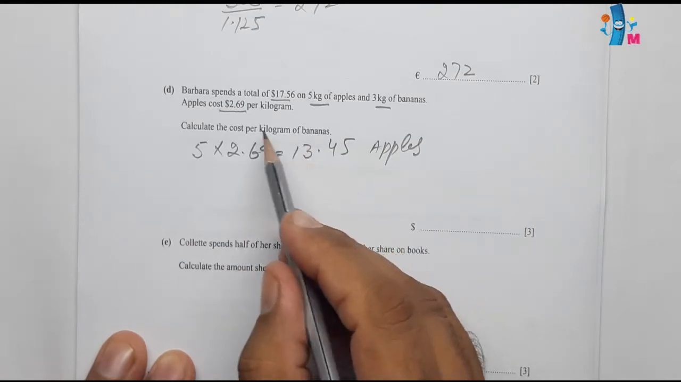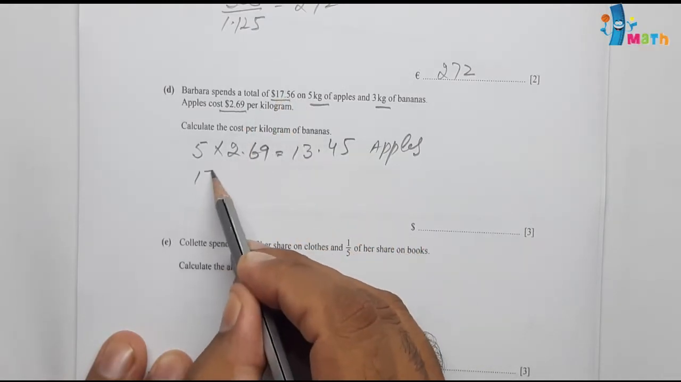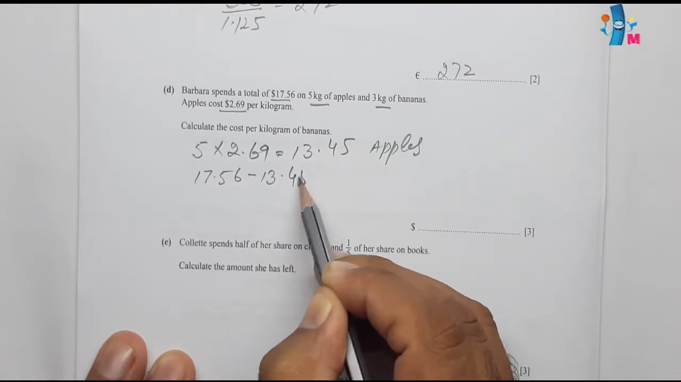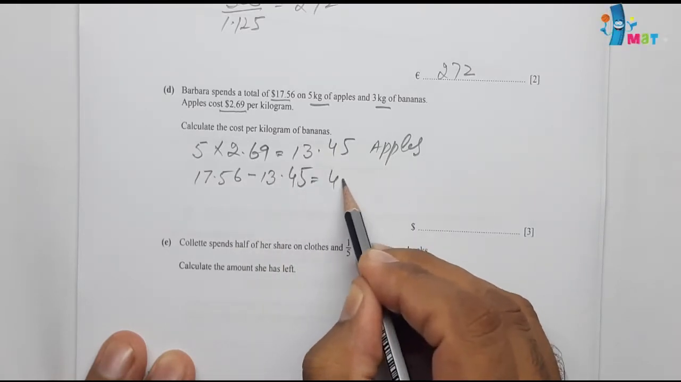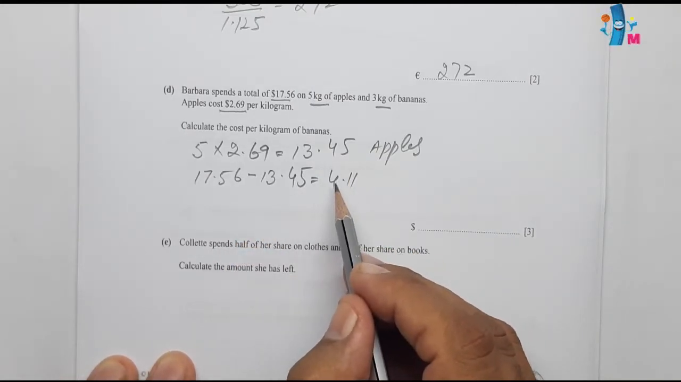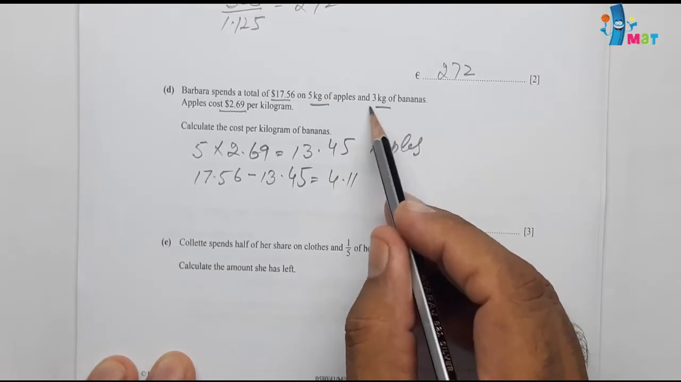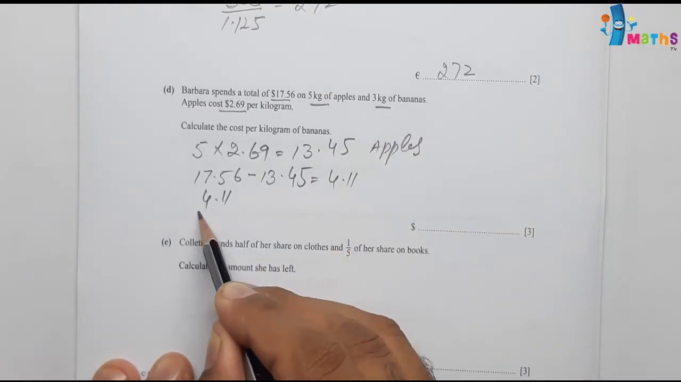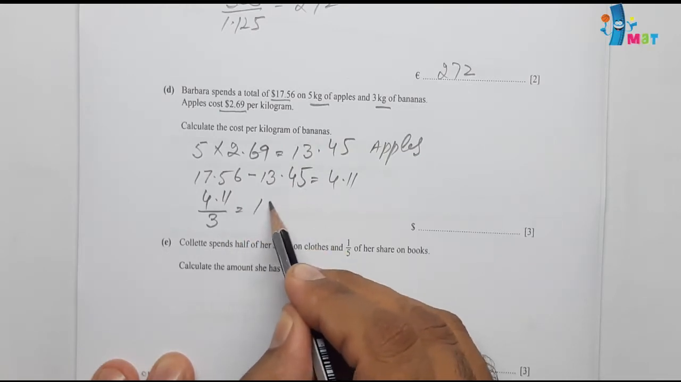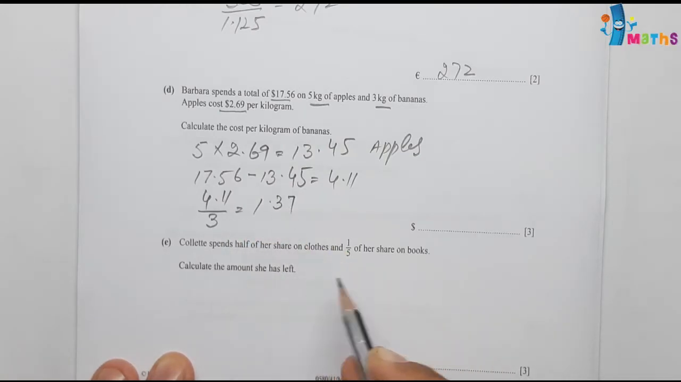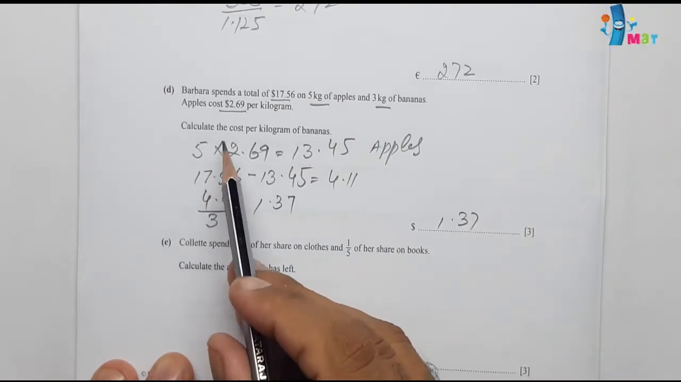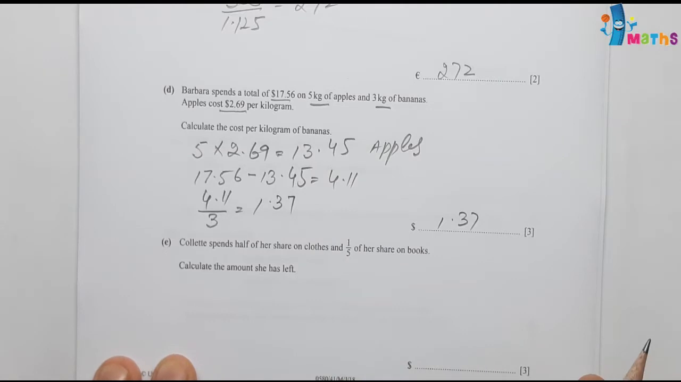and the total cost is 17.56. So 17.56 minus 13.45 will be equal to 4.11. So 4.11 is the cost for bananas for 3 kg. So we'll divide 4.11 by 3, because it is 3 kg, so the price per kg will be 1.37. So $1.37 is the cost per kilogram of bananas.